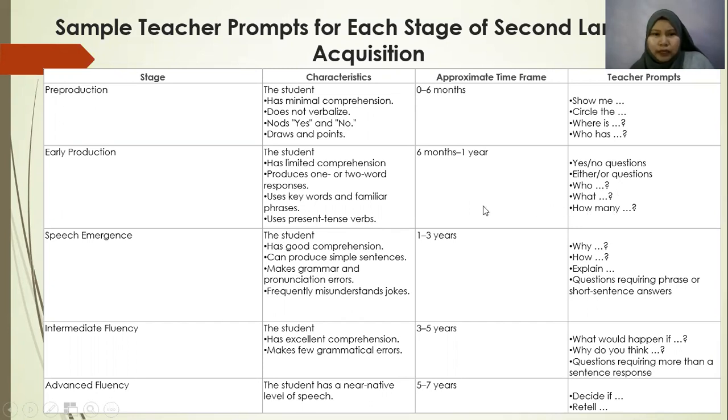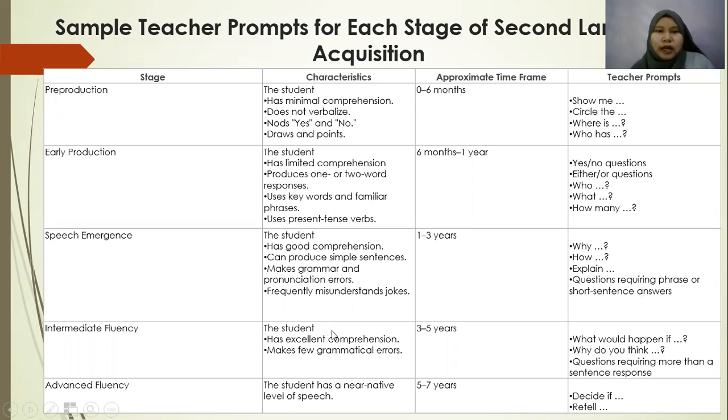what, and how many. Speech emergence: the student has good comprehension, can produce simple sentences, makes grammar and pronunciation errors, and frequently misunderstands jokes. At 1 to 3 years of learning the language, the student can answer how and why questions, can explain, and can answer questions requiring a phrase or short sentence answer, so can use a phrase and a short sentence.